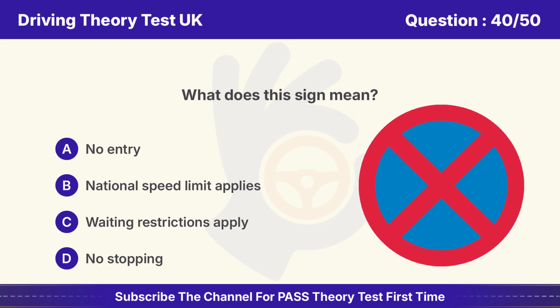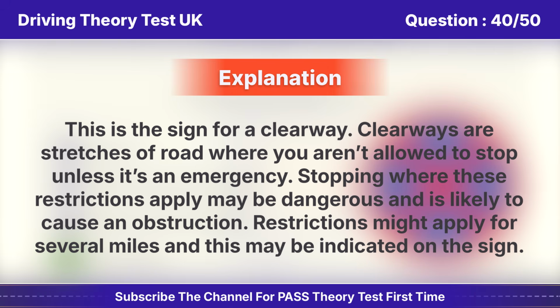Question 40. What does this sign mean? Answer is D. No stopping. This is the sign for a clearway. Clearways are stretches of road where you aren't allowed to stop unless it's an emergency. Stopping where these restrictions apply may be dangerous and is likely to cause an obstruction. Restrictions might apply for several miles, and this may be indicated on the sign.